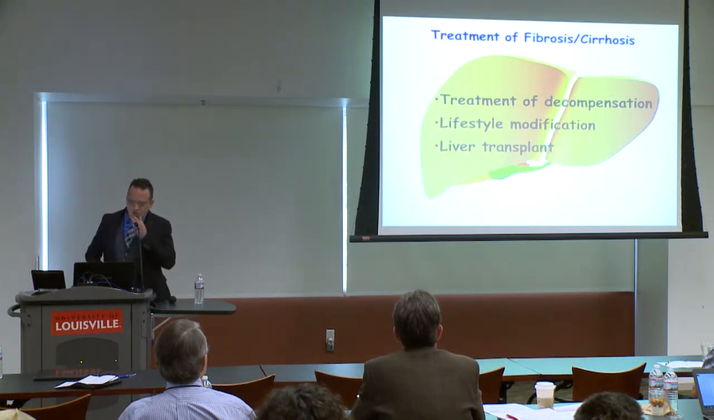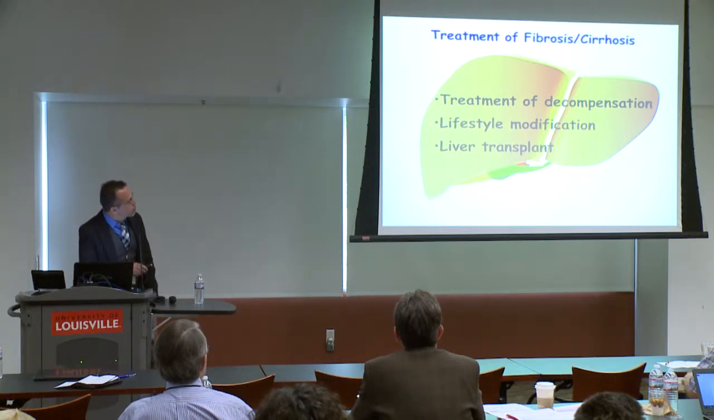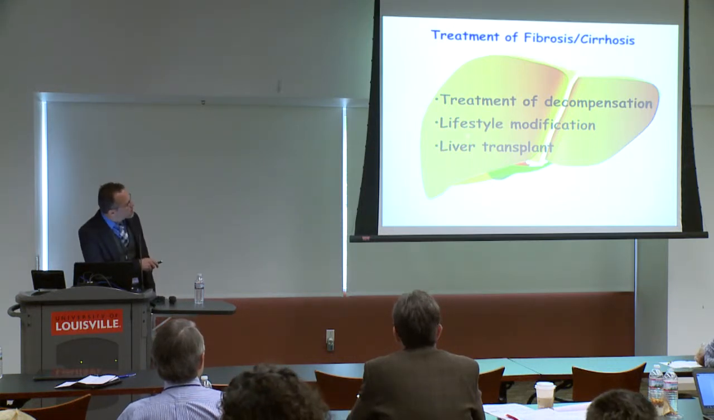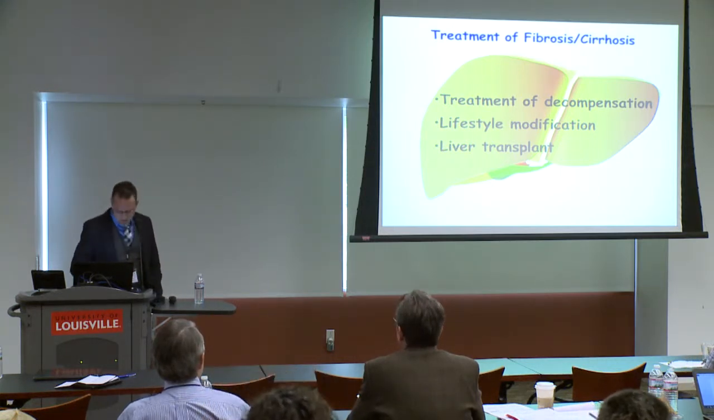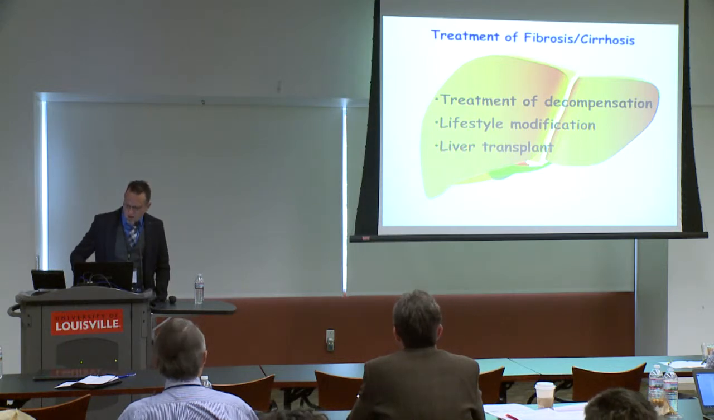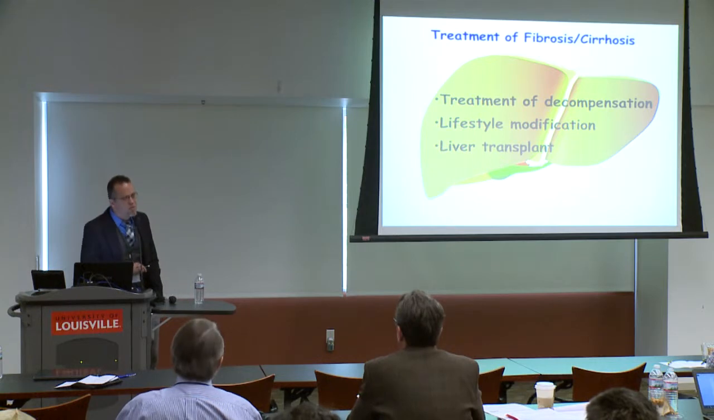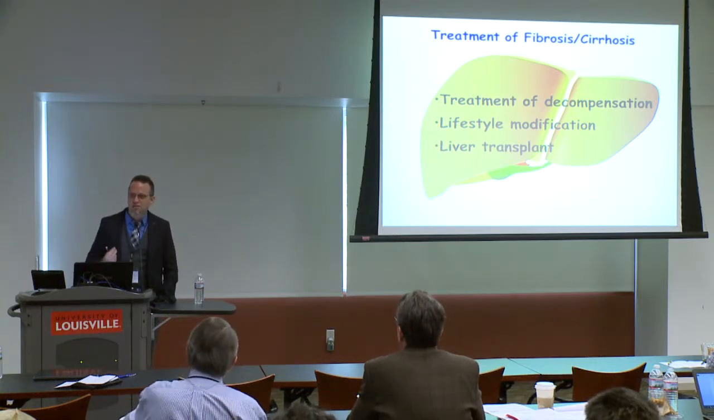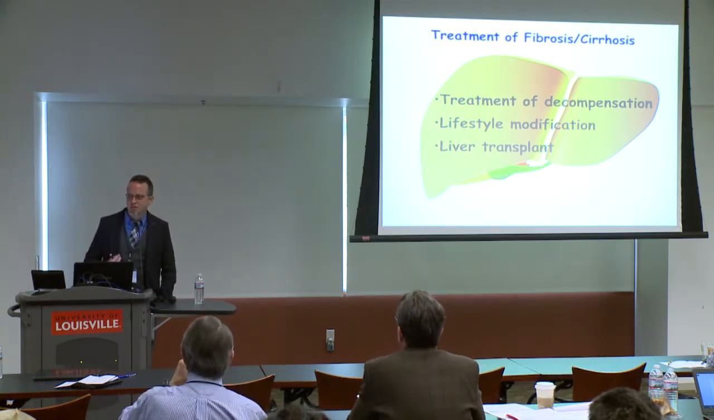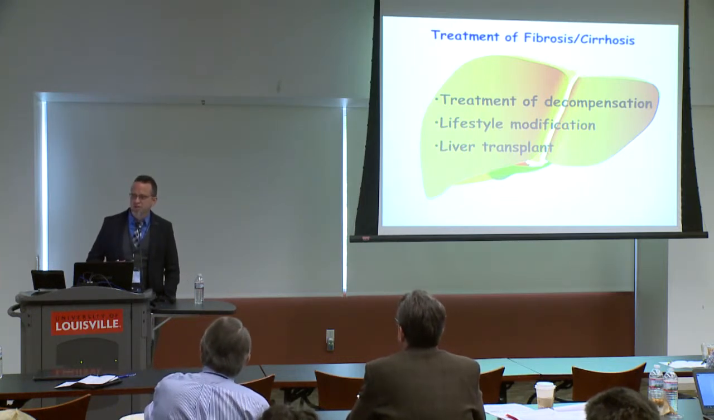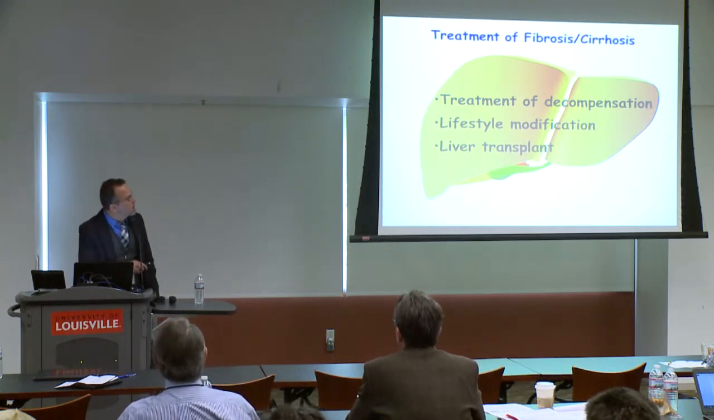The treatment of fibrosis and cirrhosis is palliative. We treat the decompensation associated with having a failing liver. There are lifestyle modifications and liver transplant. The point here is decompensation doesn't fix the problem. Even if you get successful at treating decompensated liver disease, which they have, the longer you are cirrhotic, the increased risk you have of developing hepatocellular carcinoma. So this actually is a losing battle in the end.